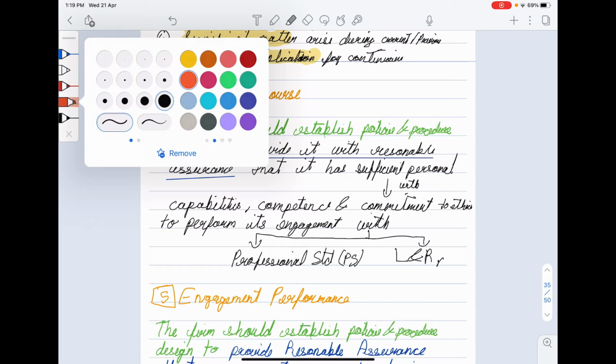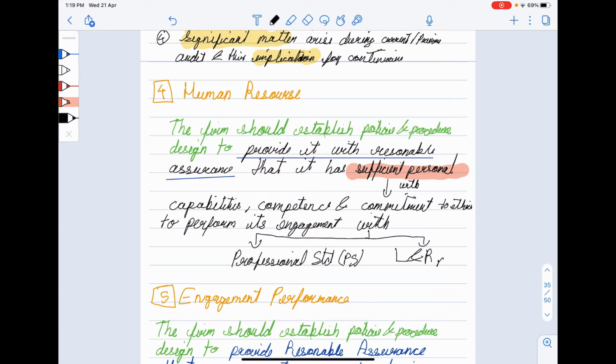So the firm should establish policies and procedures designed to provide it with reasonable assurance that it has sufficient personnel with this quality: capability, competence, commitment to ethics to perform engagement with professional standards and laws and regulations. First, it should have sufficient personnel with capabilities, competence, then commitment towards ethics to perform engagement with professional standards and laws and regulations.